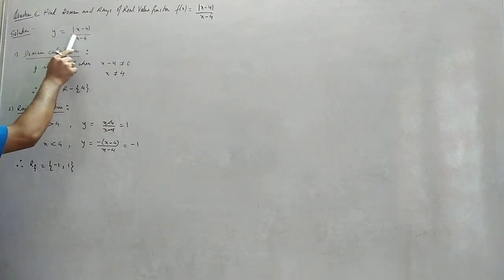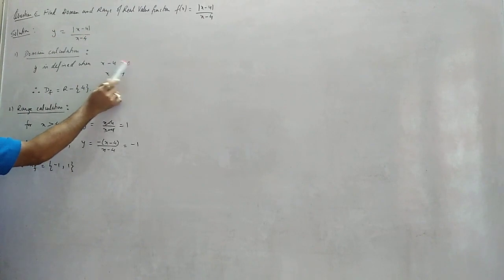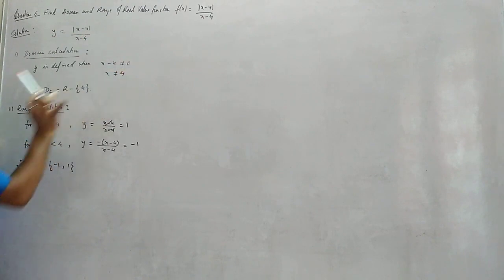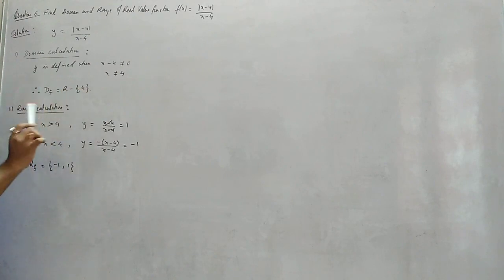Y is defined when the denominator is not equal to 0. So the denominator cannot be 0 because we have minus 4. So x not equals to 4. Therefore, what we got? The domain is all real numbers minus 4. We cannot substitute 4. Other than 4 we can substitute anything. That is the domain. Clear? And why we did not remove the mod, you understand?